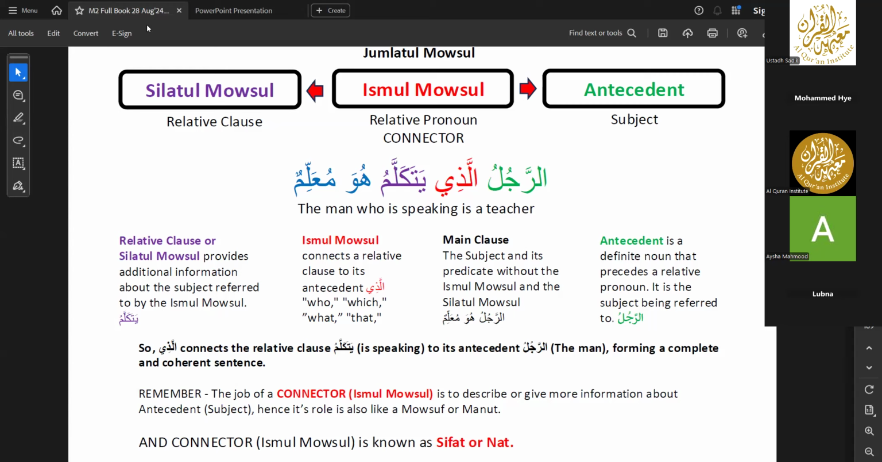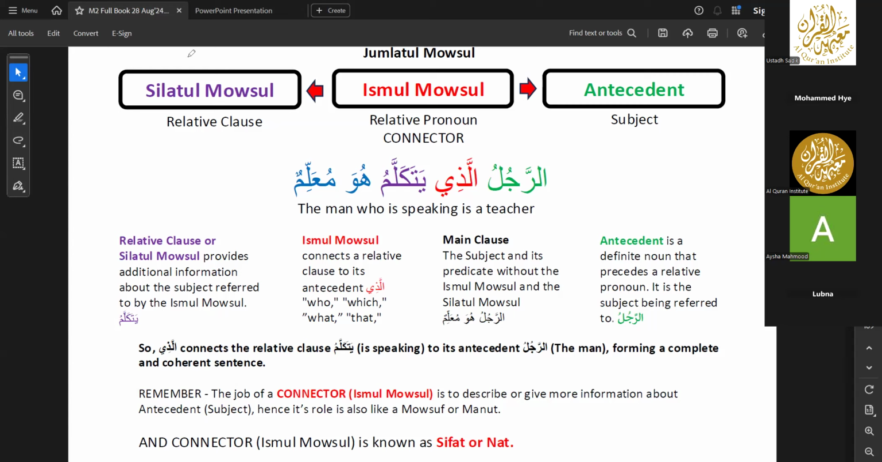Point number 1. Point number 2, Ustad Muhammad is correct. In the past, in module 1, we said anything after Allazi is Silatul Mawsul. Yes, but it has to be determined by the meaning. And if you look at the meaning here, I'm just giving the answer now, clarifying. Huwa muallimun is not really connected to yatakallumu. Yatakallumu is the silatul mawsul. Huwa muallimun doesn't really link together. It doesn't make sense.